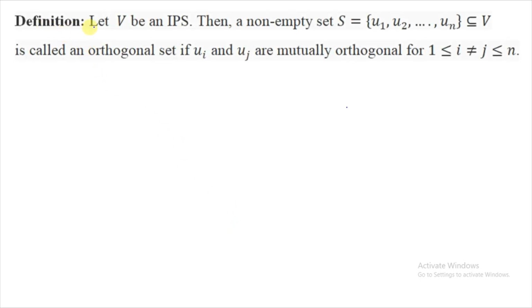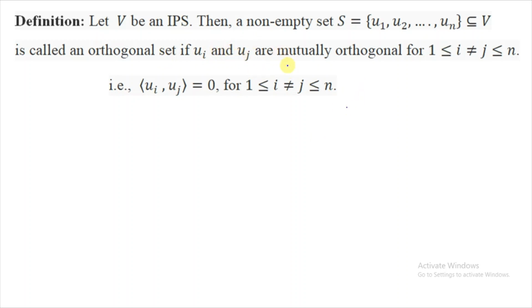First, we recall what is the orthogonal set. The definition you already know. Let V be an inner product space, then a non-empty subset of the vector space is called an orthogonal set if the vectors are mutually orthogonal, that is, the inner product is 0 for any two vectors ui, uj when i is not equal to j. Orthogonal means the inner product is 0, you can say dot product is 0. You have to take the usual inner product, that is the standard inner product.